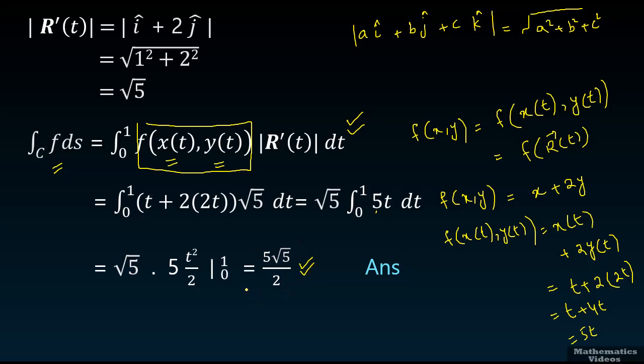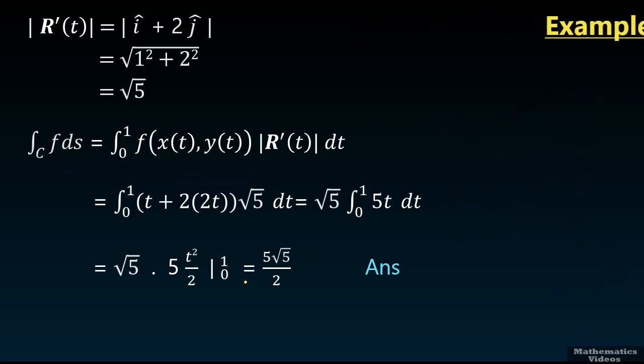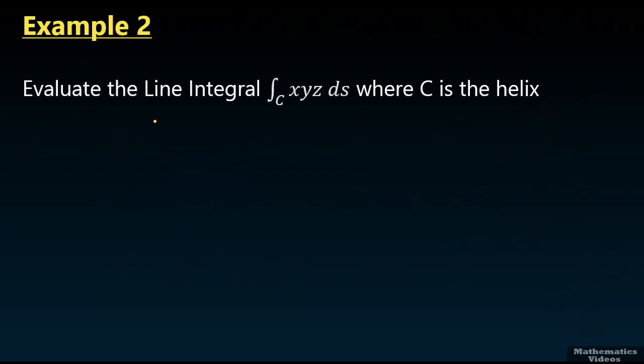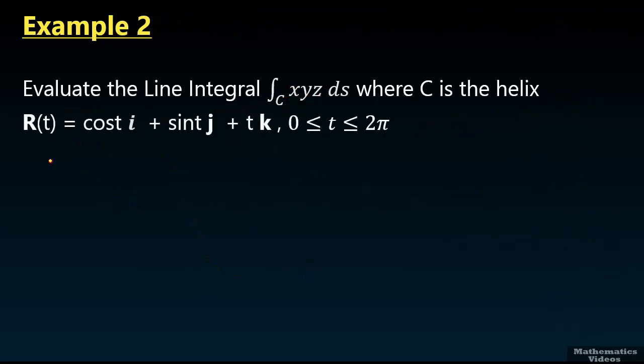Okay, so it means that in order to solve line integrals, we should have a good knowledge of solving definite integrals. Now we will solve the next example, example number 2, in which we have to evaluate the line integral of xyz over the helix, which is r of t equal to cos t i unit vector plus sin t j unit vector plus t k unit vector, where t ranges from 0 to 2 pi.